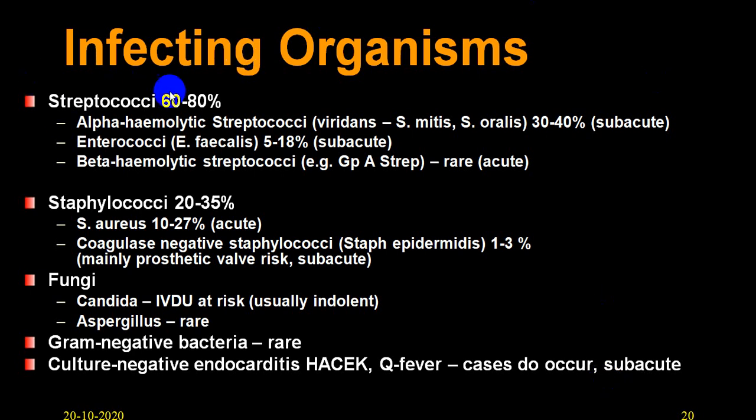So we already mentioned Streptococci and Staphylococci come topmost on the list, and most common is Streptococci. Fungi is more common in a person who has had some procedure done. Candida is common, and another common organism in fungi is Aspergillus. Gram negative is rare, and among HACEK you can come across it in culture negative endocarditis.